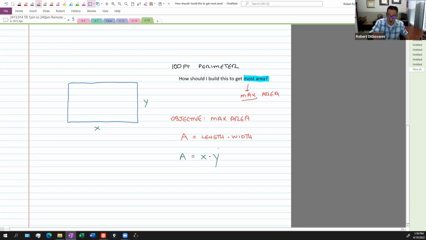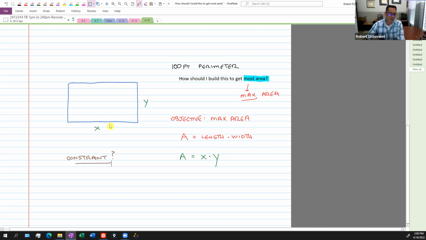I want to figure out how I can make that area be as big as possible, as big as I possibly can. Well, now we have to consider whether or not we have what's called a constraint. A constraint. Do I have a constraint?